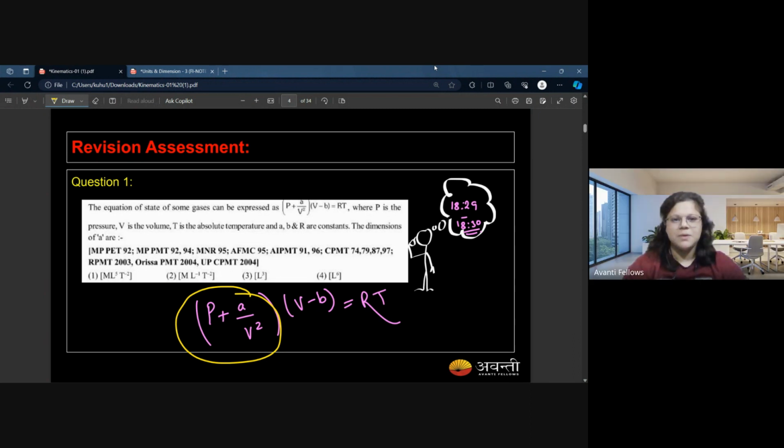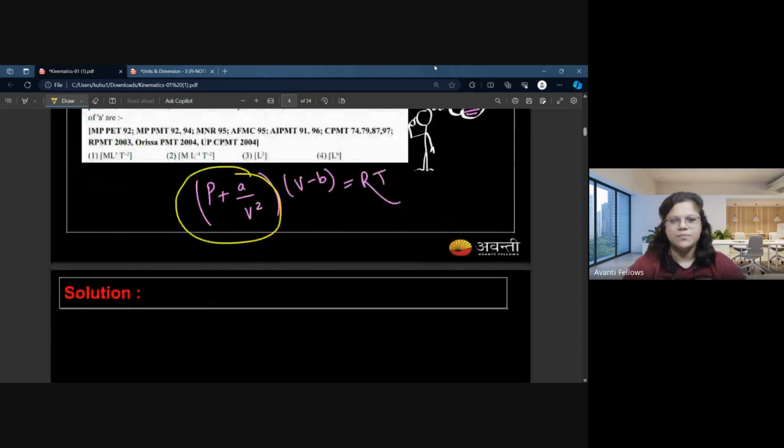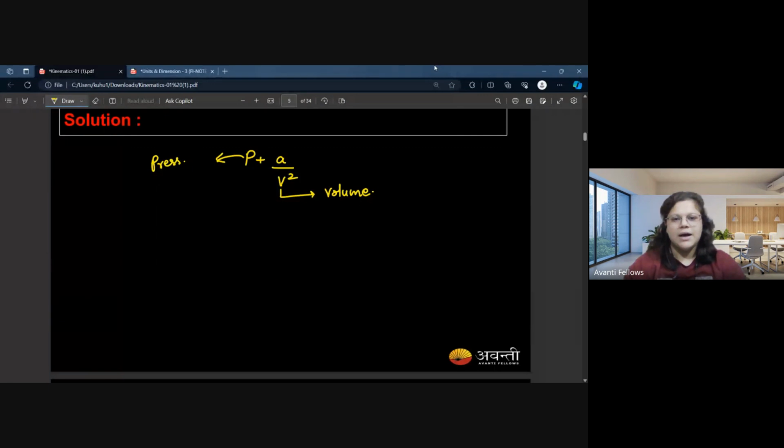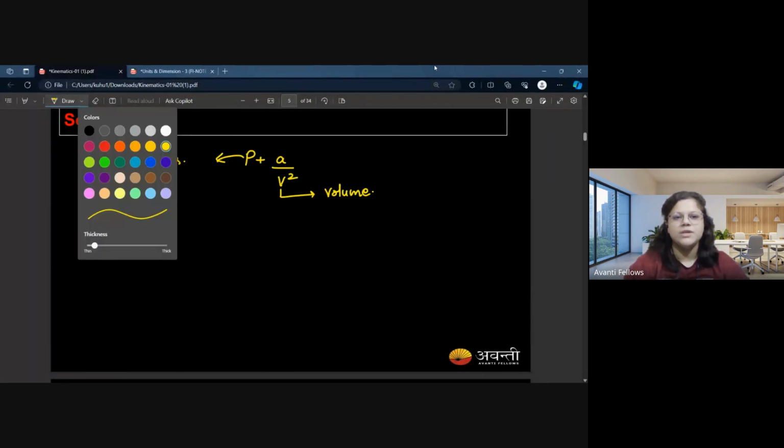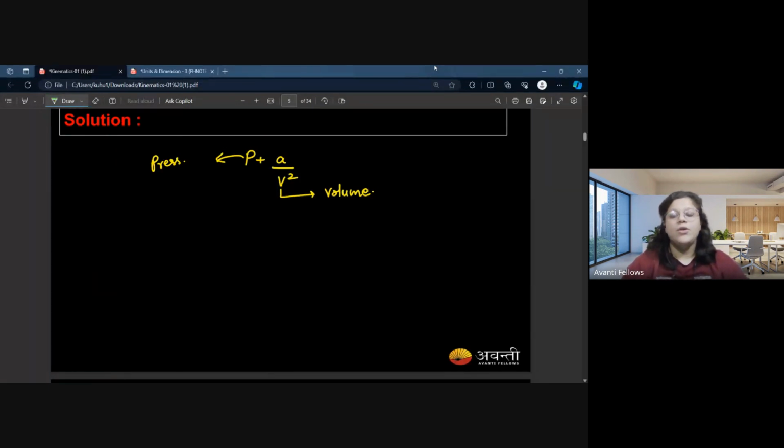Okay, yeah. So P is the pressure, V is the volume. I told you the principle of homogeneity, where you can add only those two quantities which hold the same unit. 2 kilogram plus 2 kilogram will make sense. 2 kilogram plus 2 second will make no sense. So if I'm adding these two quantities over here, then I'm very sure the dimension of pressure is equal to the dimension of A by V square, right? We need to solve it.